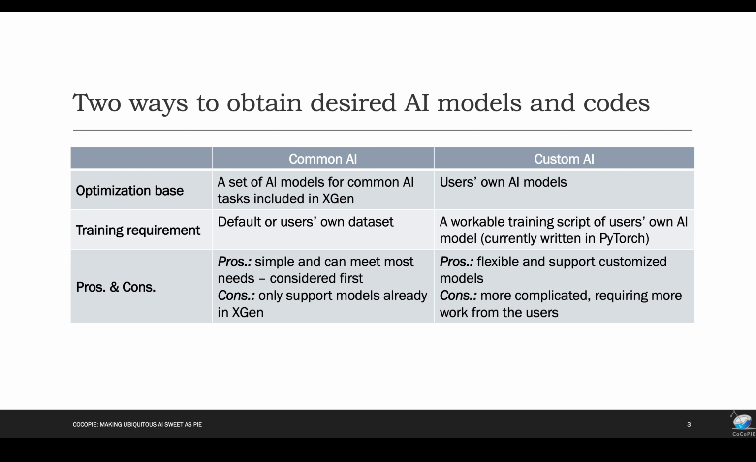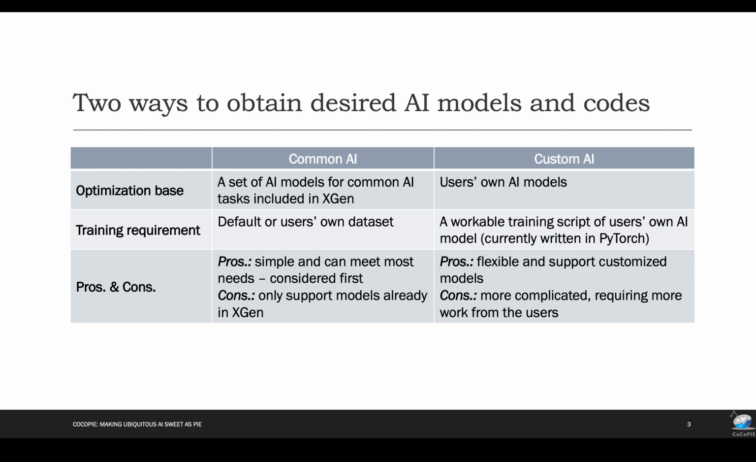Common AI starts with a set of AI models for common AI tasks included in XGen, and users can use default or their own dataset for DN model training. The advantage of this method is that it's simple and can meet most users' needs. While the disadvantage is that it can only support models already in XGen.